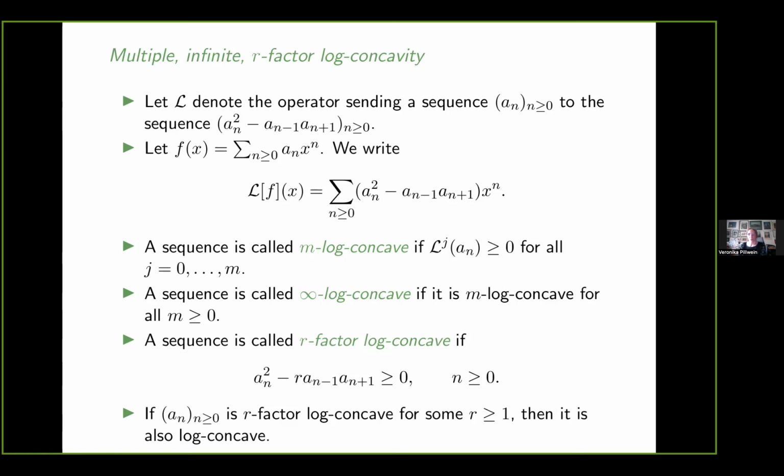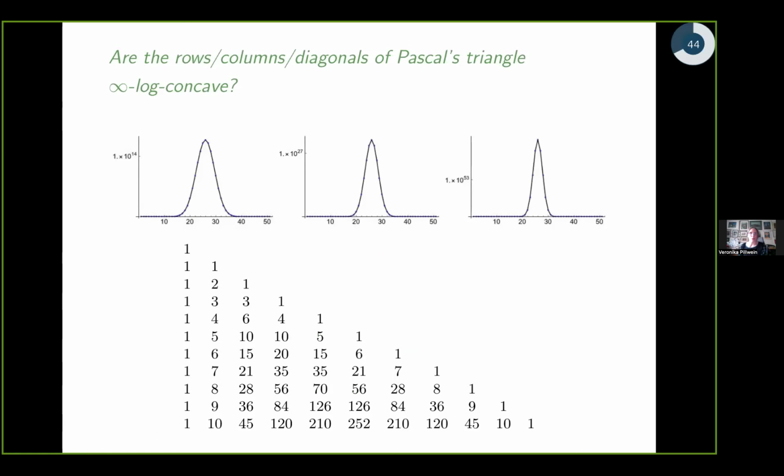So, are the rows and columns of the binomial coefficient infinite log concave? Up here I drew several iterations. If you look at it and compute the numbers, it looks very simple, the most simple example, and still it took very long to prove that the rows are indeed infinite log concave.